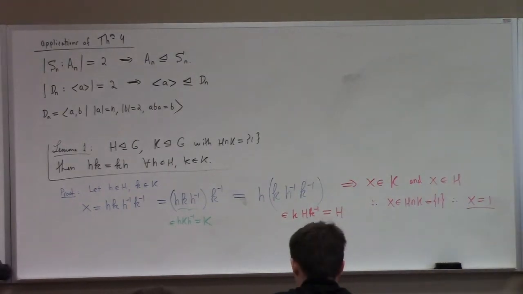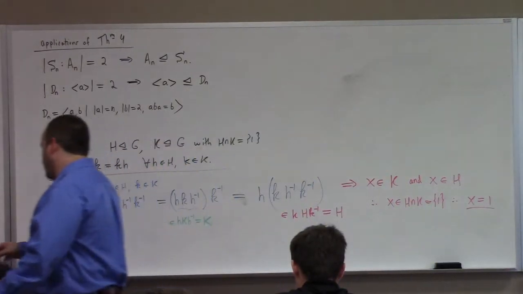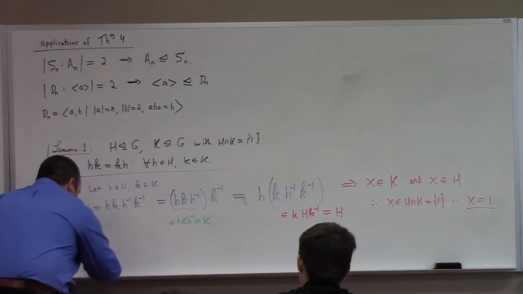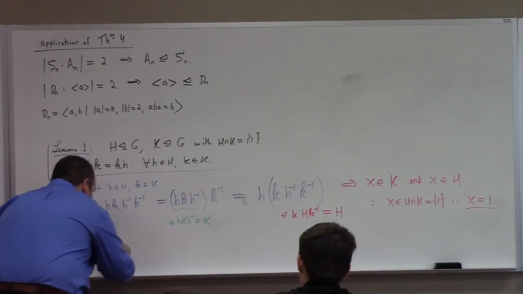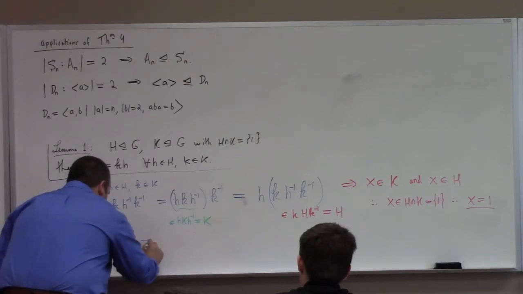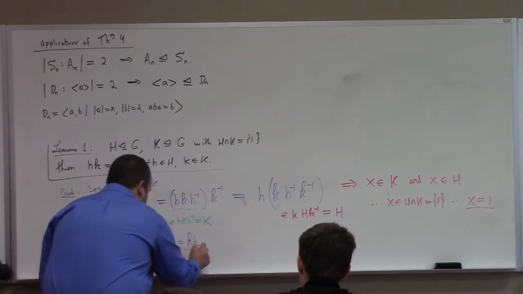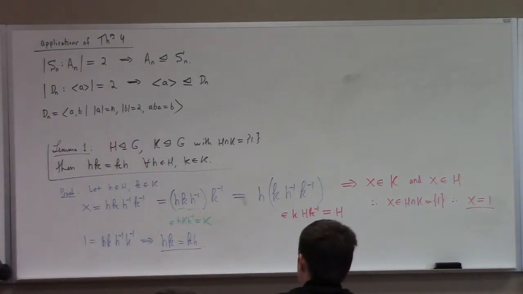But what does it mean for x to be equal to 1? Right, so 1 equals hkh⁻¹k⁻¹, which implies that hk is equal to kh. These were arbitrary elements picked from H and from K, which shows that if we have normality of two subgroups and their intersection is trivial, we do in fact get pairwise commutation of the elements.